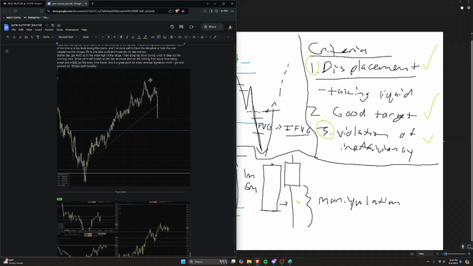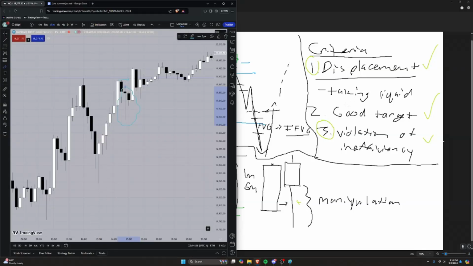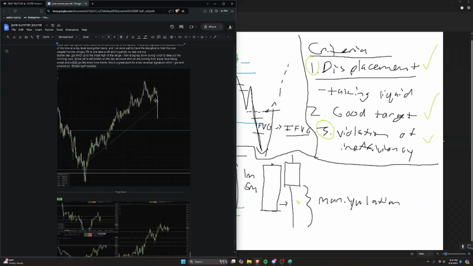So this high right here, there's still a target, right? So we haven't actually taken the target yet. So now there's relative equal highs, and that's a good target that checks the second box, right? The first box is displacement. Well, if you look at this candle, I mean, this is ridiculous. We just fell out the bottom of the chart. This is displacement, right? We close down here, we create a massive fair value gap.